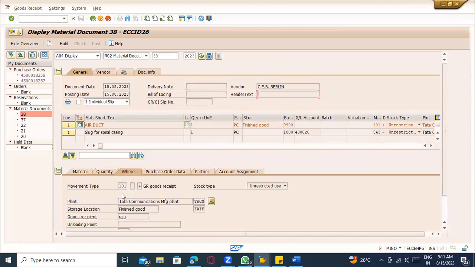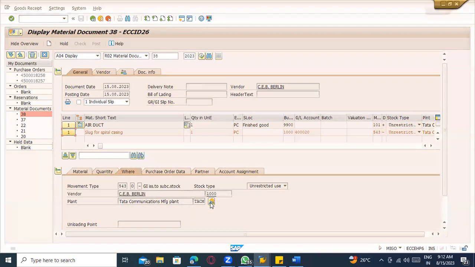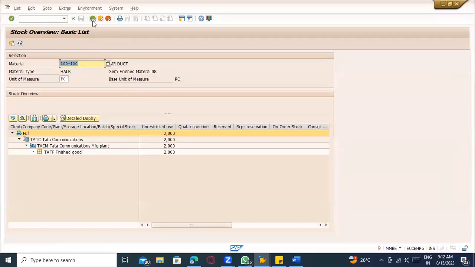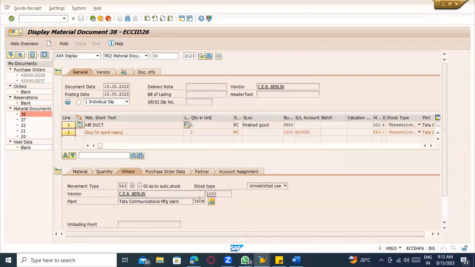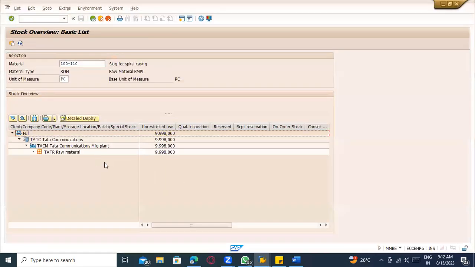It depends on the movement types, which determine whether this is an FG product or not. So now my components are also consumed, right? Earlier it was showing stock provided to vendor. Now if I check, the stock provided to vendor is gone. The one quantity which I provided is gone.